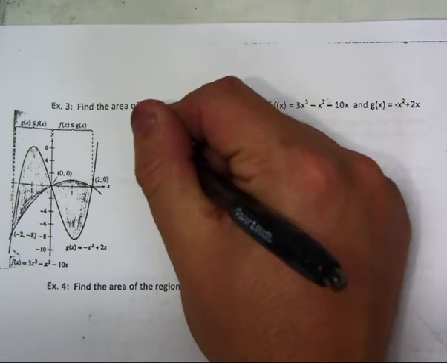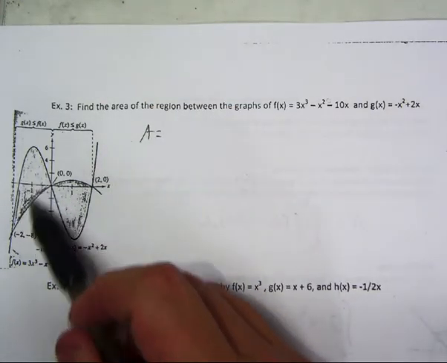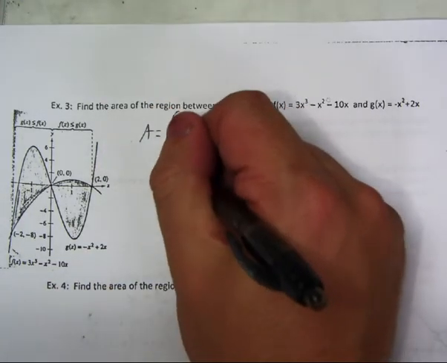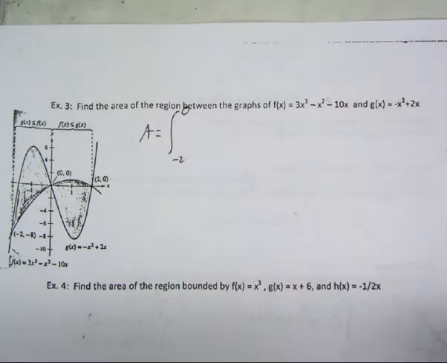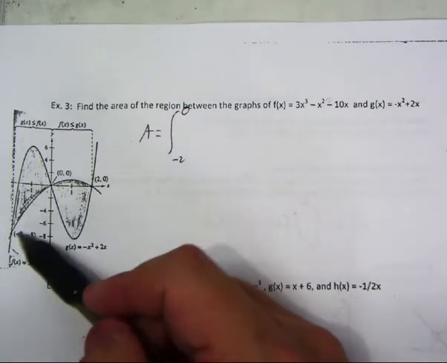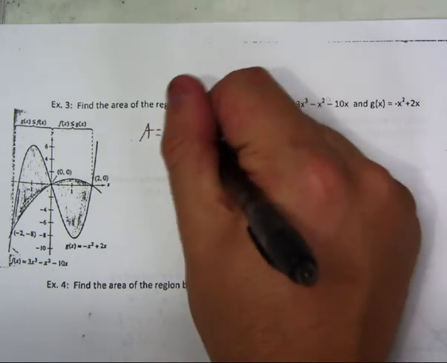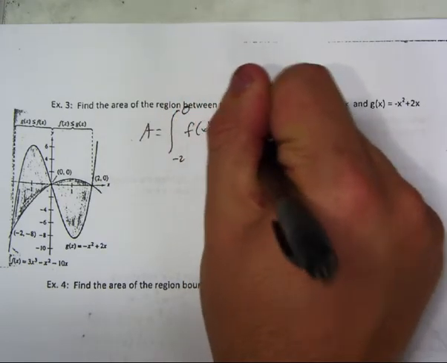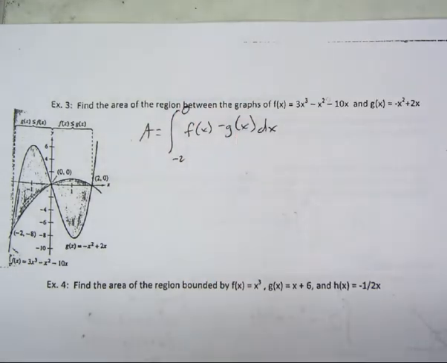So my area is going to equal, if I want to find the area of the left part, it's from -2 to 0. And our f function is above the g function. So I'll say f of x minus g of x. Remember, when functions are named, you can just use them.